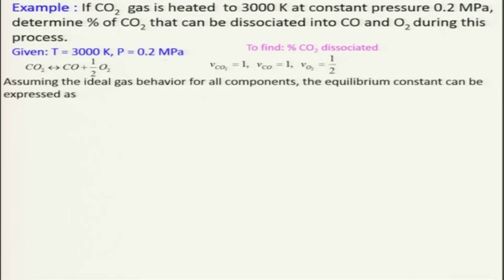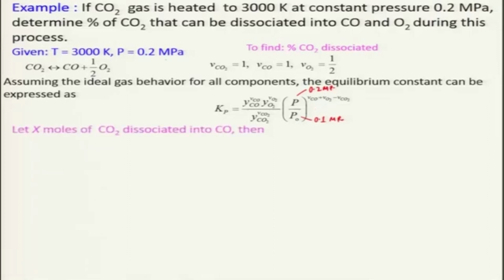So, according to ideal gas behavior for all components, the equilibrium constant can be expressed as Kp equal to YCO to the power nu CO, times YO2 to the power nu O2, divided by YCO2 to the power nu CO2, times P by P naught. Keep in mind this P is 0.2 megapascal, whereas P naught is generally 0.1 megapascal. So the factor is 2, and therefore you cannot really neglect it.